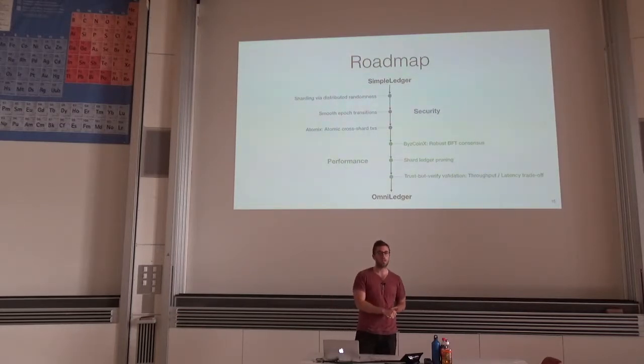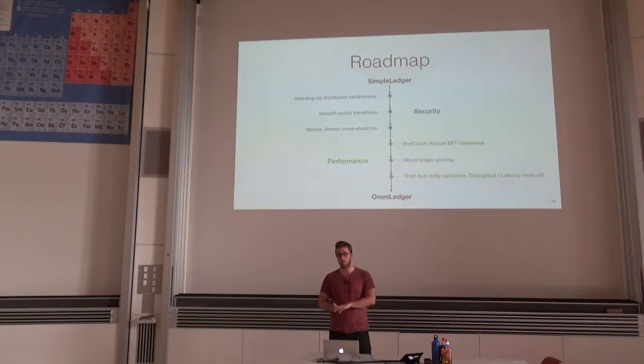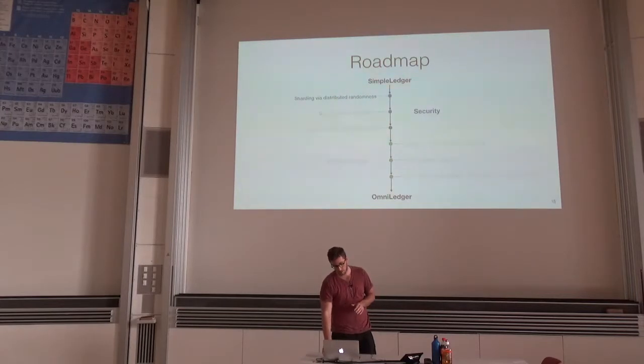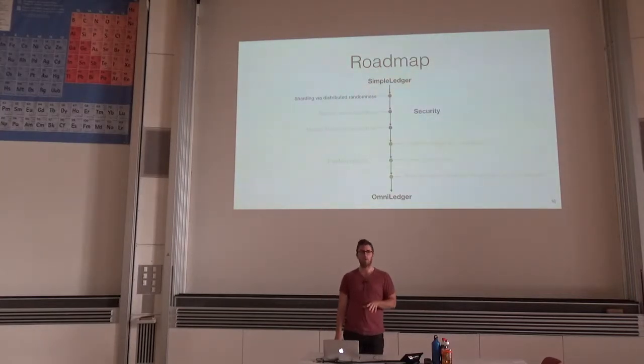And on the performance side, we change a bit Bitcoin to make it more robust and call it Bitcoin-NG. We do checkpointing to prune the ledger, and we do something I call trust but verify in order to bridge the throughput versus latency trade-off. So let's talk only about three of those.